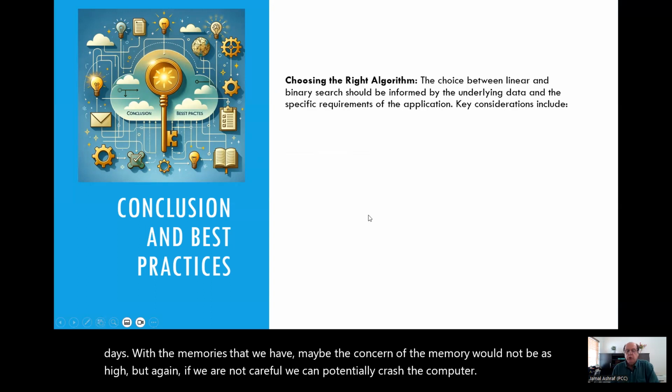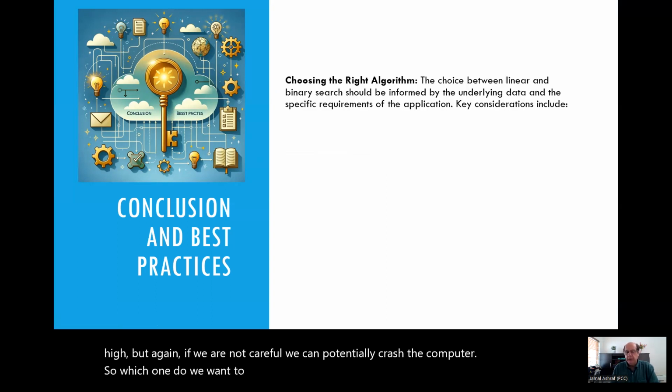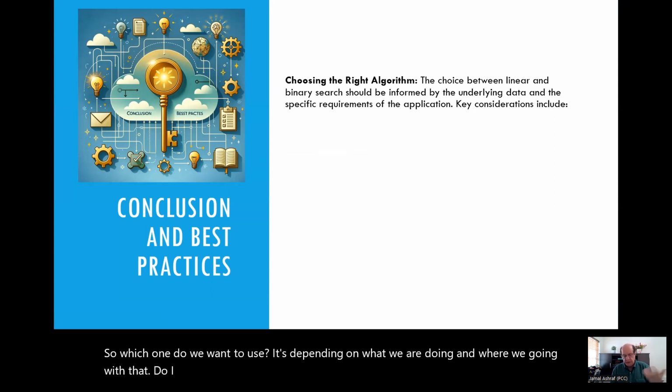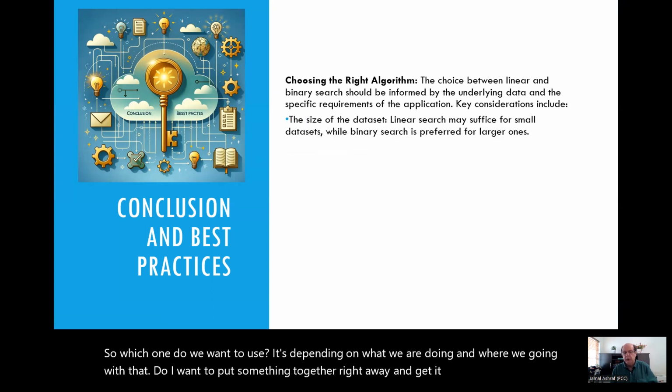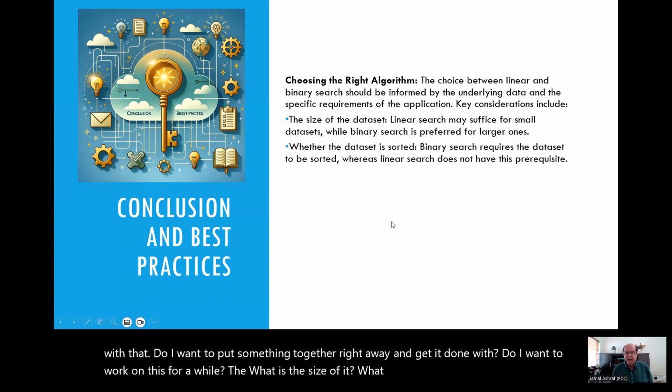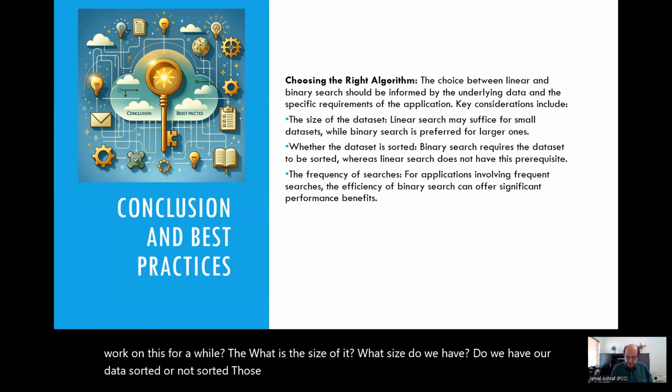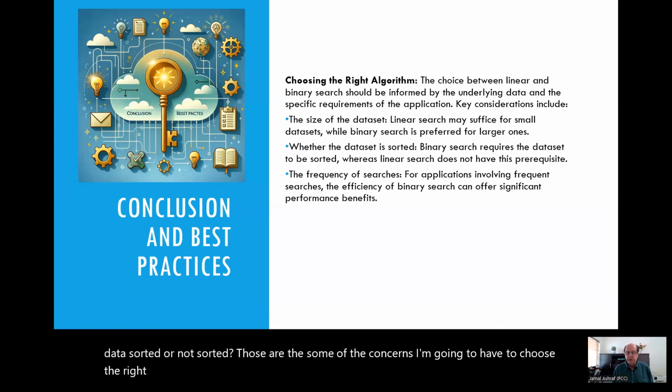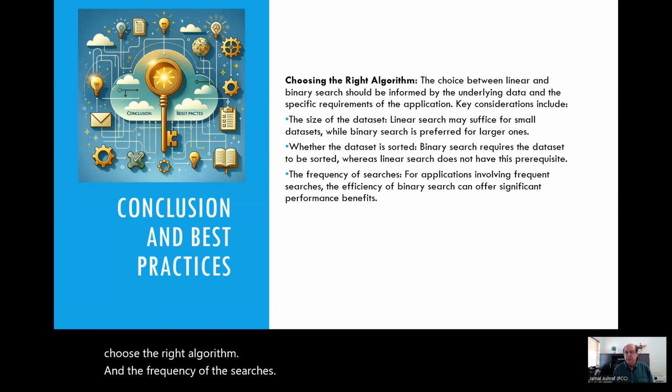So which one do we want to use? It depends on what we are doing and where we're going with that. Do I want to put something together right away and get it done with? Do I want to work on this for a while? What is the size of it? Do we have our data sorted or not sorted? Those are some of the concerns in choosing the right algorithm. And the frequency of the searches. How many searches are we going to have? How often do we do it on a sorted list versus an unsorted list?